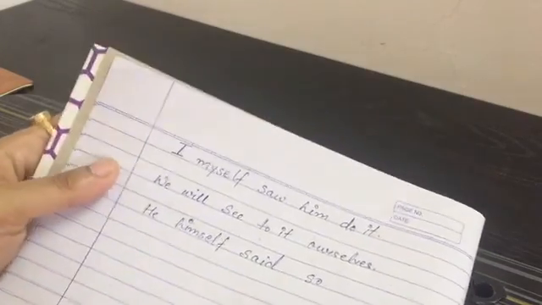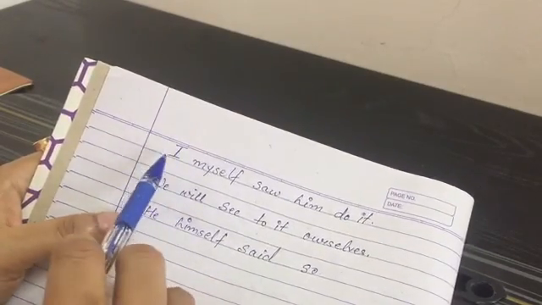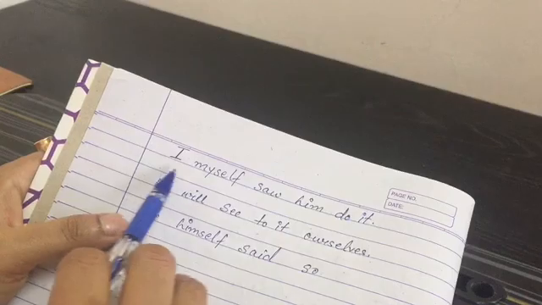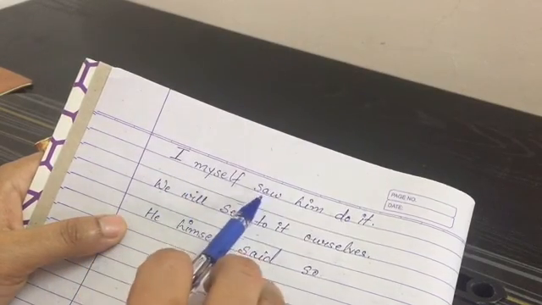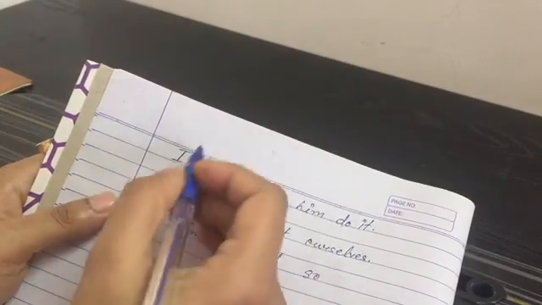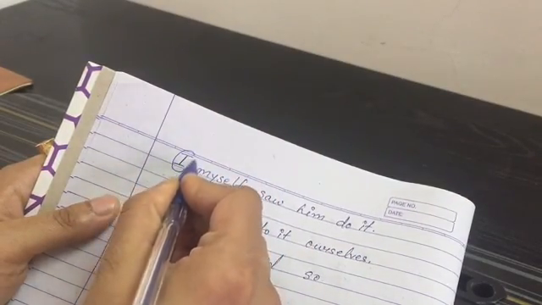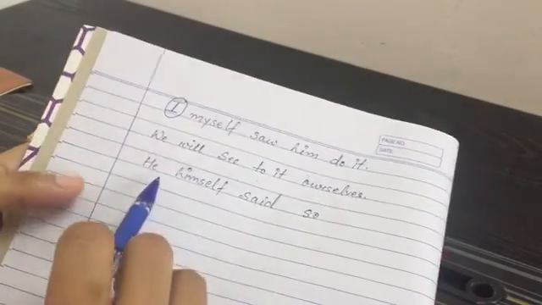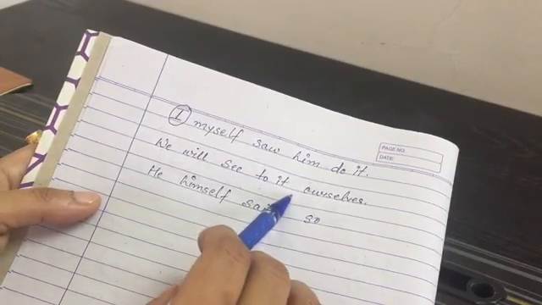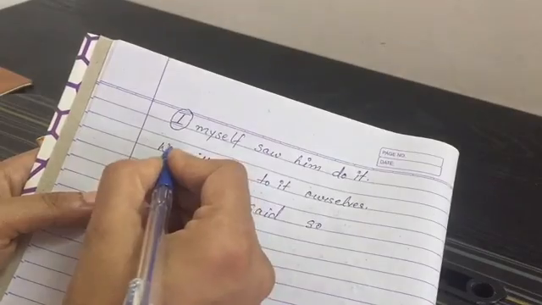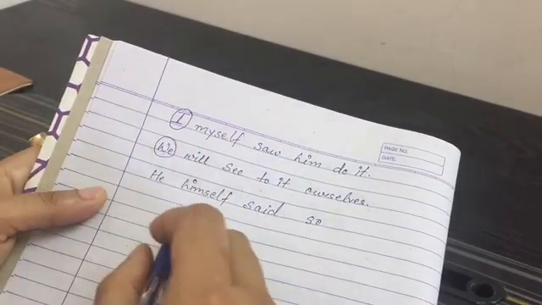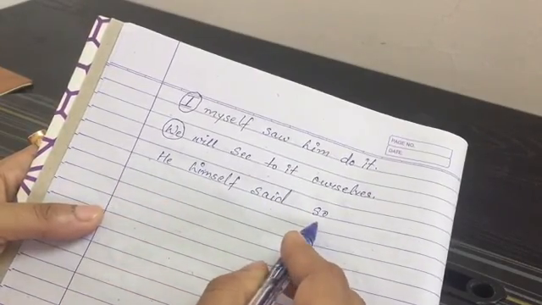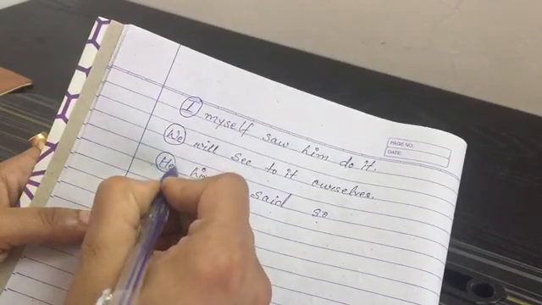Now let us see the sentences that I have written over here. These are examples of our second kind of pronoun. Let us understand them. I myself saw him do it. In this sentence, I is a pronoun and this is the first person pronoun. We will see to it ourselves. Again, we, first person pronoun. He himself said so. He, third person pronoun.